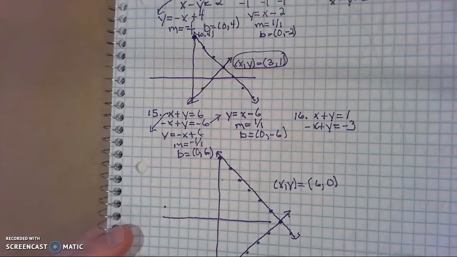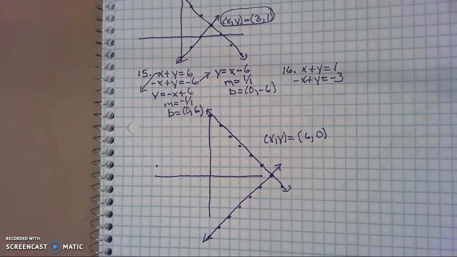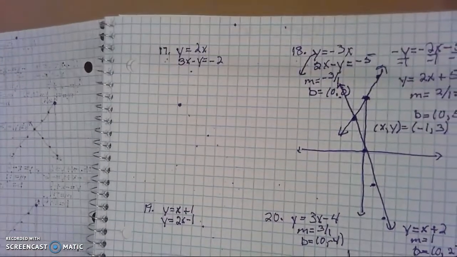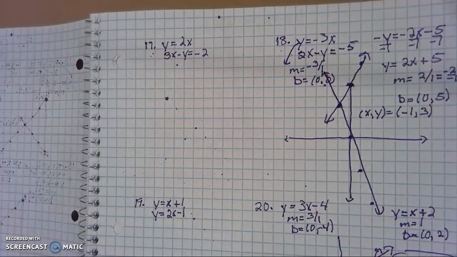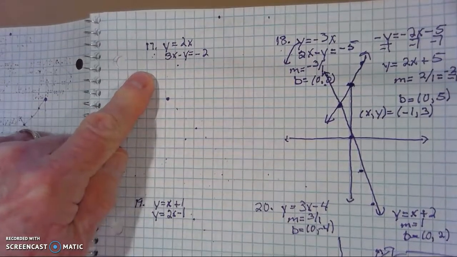Our second equation, number 15, is x plus y equals 6, and negative x plus y equals negative 6. Notice the work there. Because of time, I do not have time to explain each problem. So then we go on to problem number 17. Y equals 2x. We already have the y by itself. Excuse me, that's number 17. That's the problem you do.